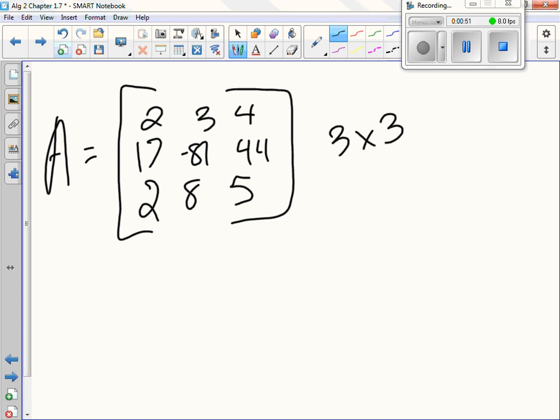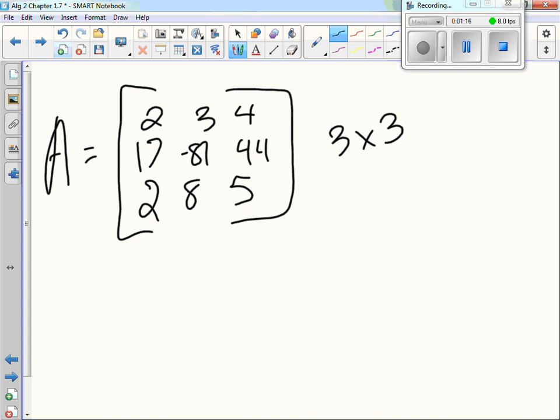Now we give this one a special name. We call it a square matrix. Any matrix that is square has the same number of rows as columns. So it kind of looks like a square, doesn't it? 3 by 3, 2 by 2, 4 by 4. Anything that has the same number of rows as columns is considered square.